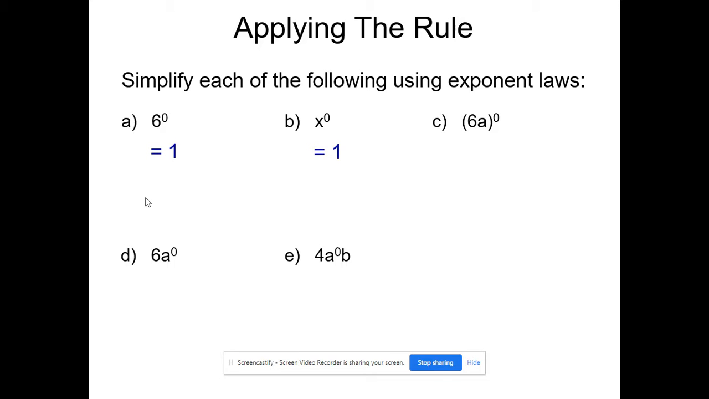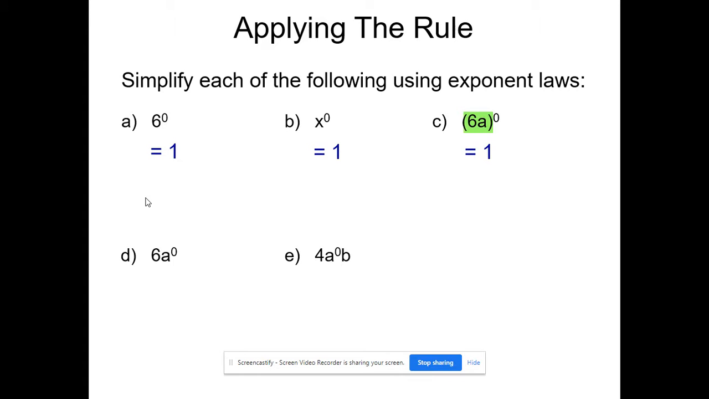Our next one, I have (6a) in a bracket to the power of 0. That power of 0 is on the whole bracket, so the 6 and the a. So that whole thing is to the power of 0, so that whole thing just becomes a 1.